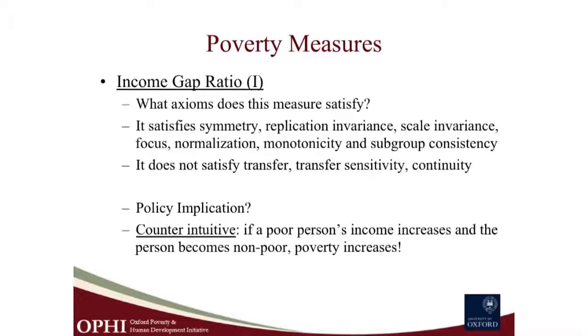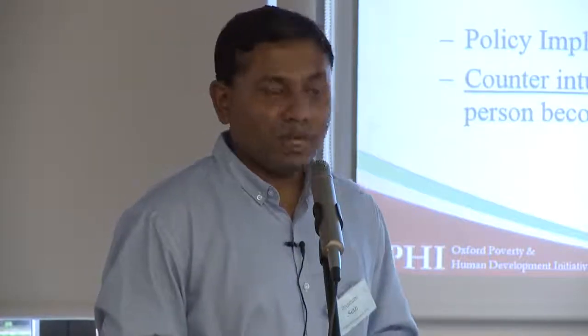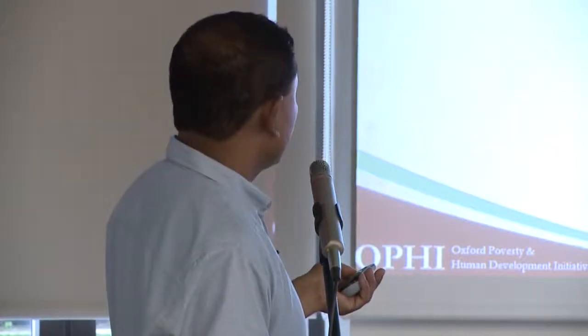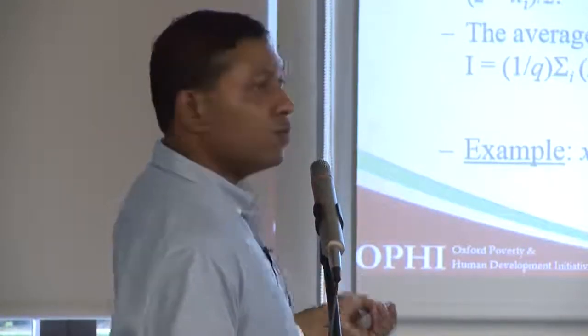It satisfies these properties, replication invariance, scale invariance, and so on. However, it does not satisfy, just keep ignoring this particular property, it should be deleted because I didn't talk about it because of time. It doesn't satisfy transfer and continuity, and the policy implication is that it can be counterintuitive. If a poor person's income increases and the person becomes non-poor, poverty can increase. The main problem is, technically, it divides the gap only across the poor.